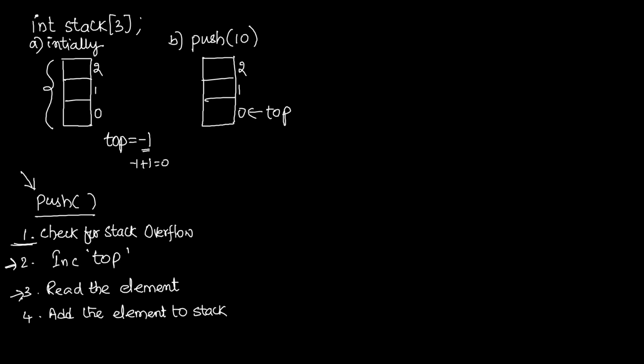Next step is read the element. Whatever element or value you want to add to the stack, you read that element from the keyboard while writing the program. Now I have read 10 from the keyboard. And the fourth step, add the element to the stack. So add this 10 to the stack. For every push operation, you have to do all these four steps. Remember. And okay, let's push one more element. Push of 20. The first thing we have to do is check for stack overflow or stack full.